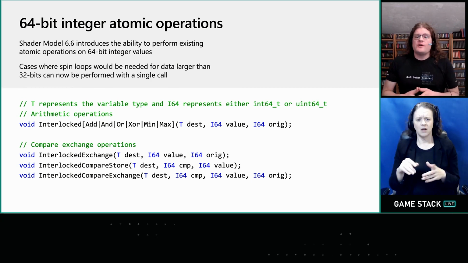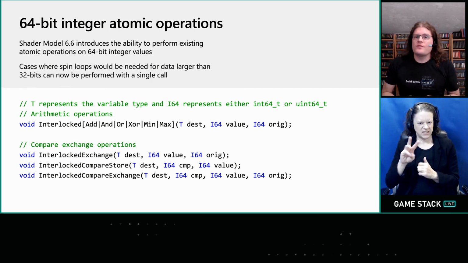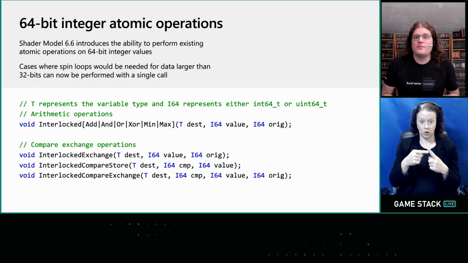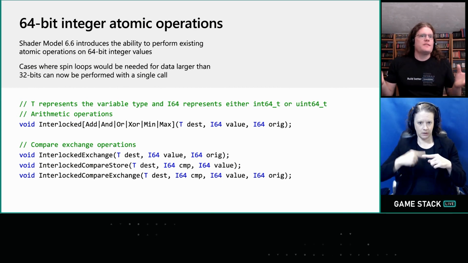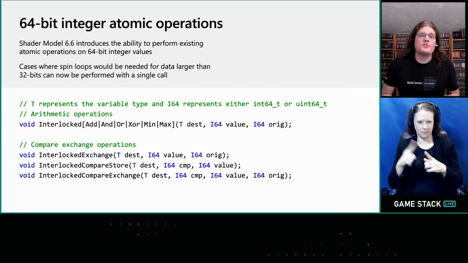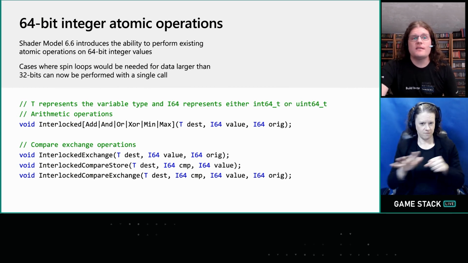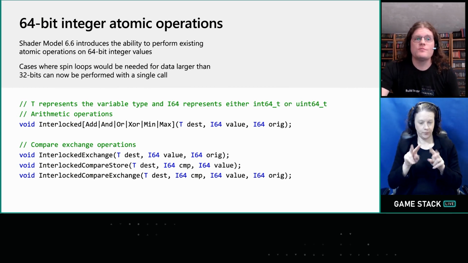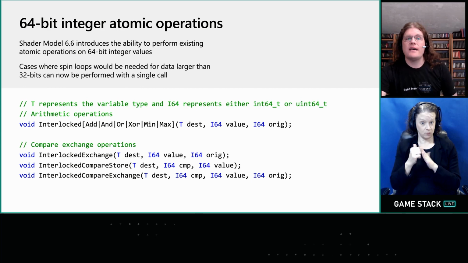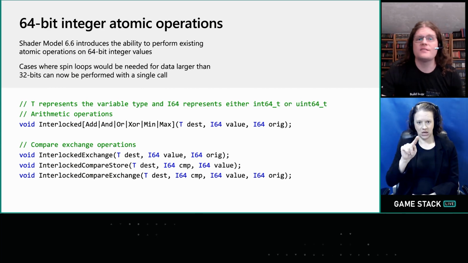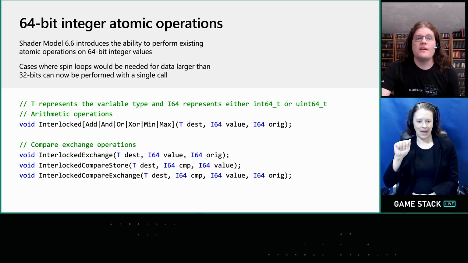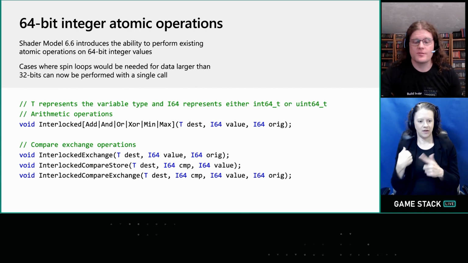And what this gives you is, in cases where you had more than 32 bits of data that you needed to update in conjunction with itself, you no longer need to insert a spin loop or do something equally inefficient. You can just use a single operation to upload the full 64-bit value. And here we list the intrinsics that have this new treatment. First of all, we have the interlocked add, and, or, XOR, min, and max. And then we have the various interlocked exchange and compare exchange intrinsics.